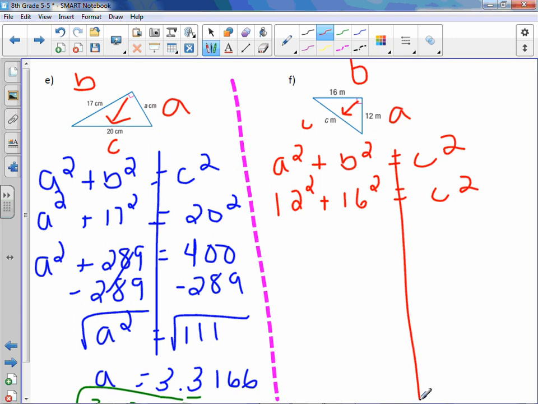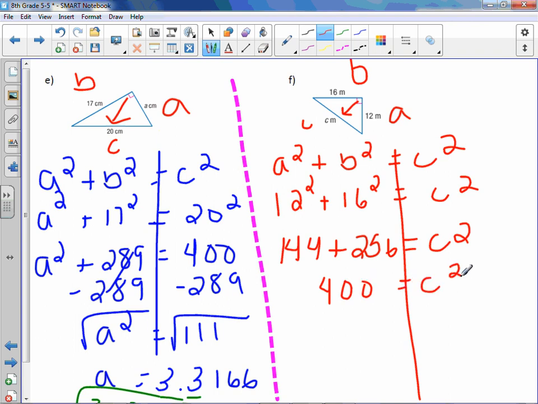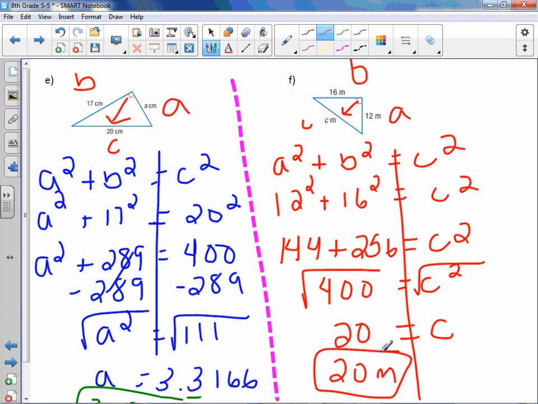12 squared is 144, plus 16 squared is 256, equals C squared. Add these two together, we get 400 equals C squared. To get C by itself, we take the square root, and we get 20 equals C. So our answer here is 20 meters.